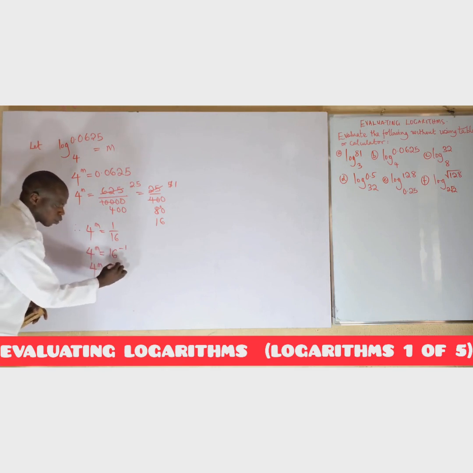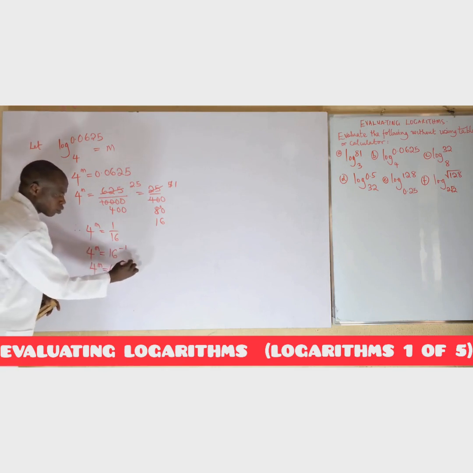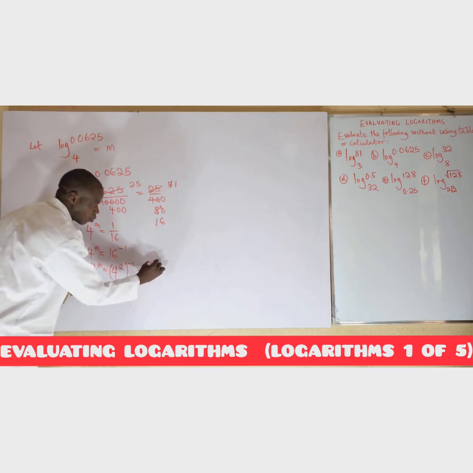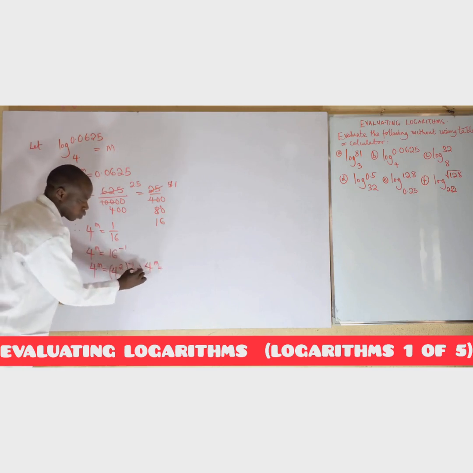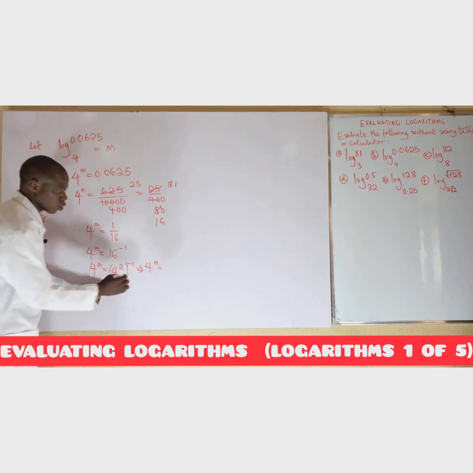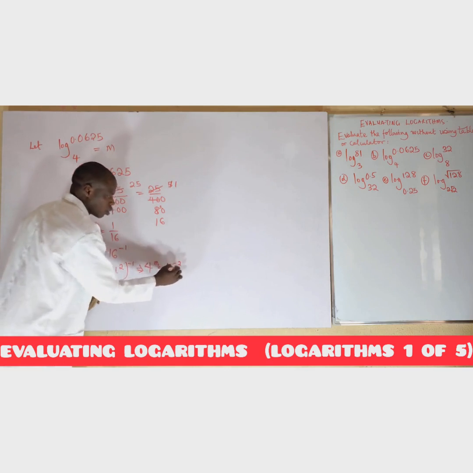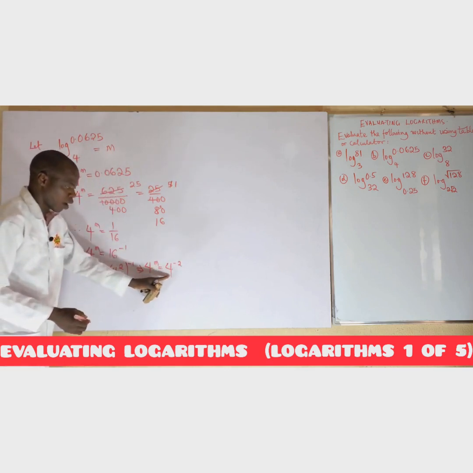That is 4 raised to power 2, then bracket, raised to power minus 1. Then from here, this implies that 4 raised to power m is equal to 4 raised to power minus 1 times 2, that's minus 2. Now you can see from here too, the bases are equal.